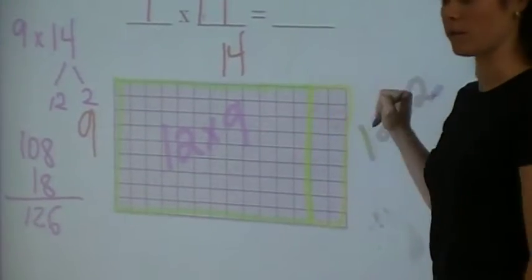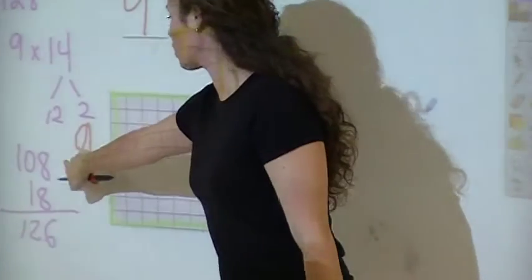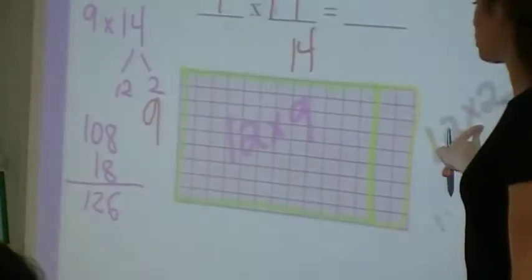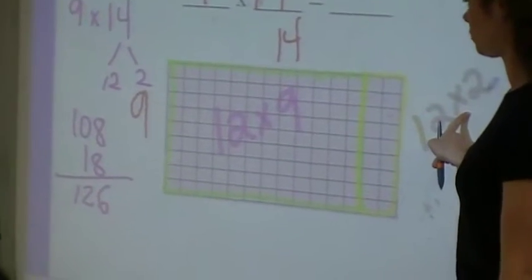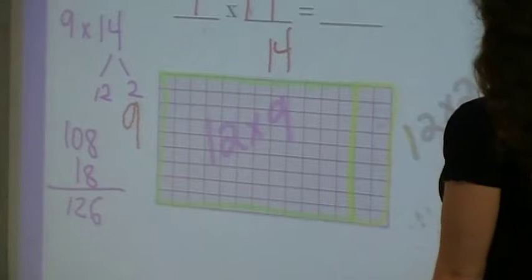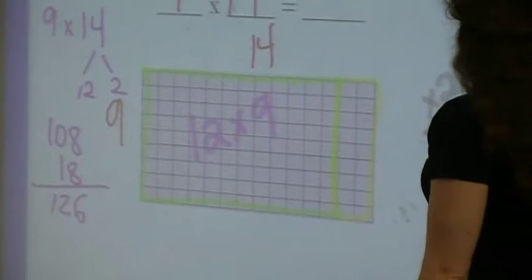And then we added them together, right? 12 times 9, 108. Wait. 12 times 2? It would be... No, 9 times 2. Times 2. Yeah. I'm sorry. I keep writing. No, that was my fault.